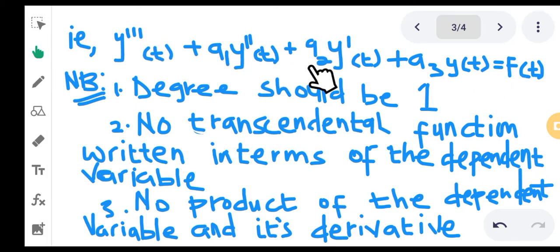We can say that all these conditions are satisfied because the degree is 1. All of these have a degree of 1, because remember, the degree is the power to which the highest order is raised. Here, what is the order of this differential equation? The order is 3, that is the highest, but the degree is 1. So you should take note of it.